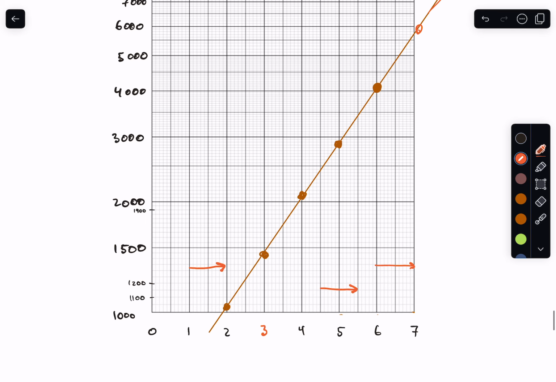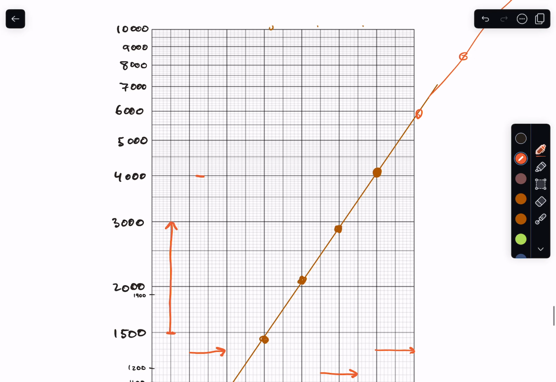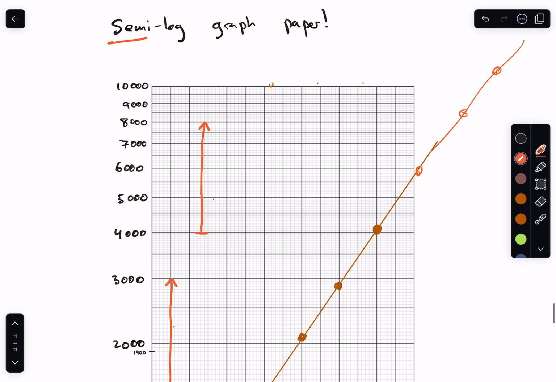What that means is that if you start at one value and move up until you double it, so from 1,500 to 3,000 is doubling. If I start from 4,000 and go to 8,000, that's also doubling. And these two arrows have the same length. Or I could go from 5,000 up to 10,000, and it would still be the same length.